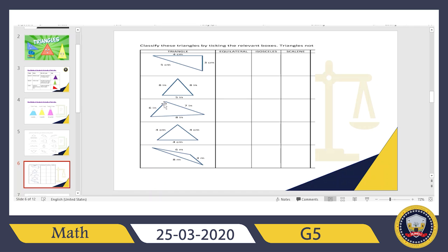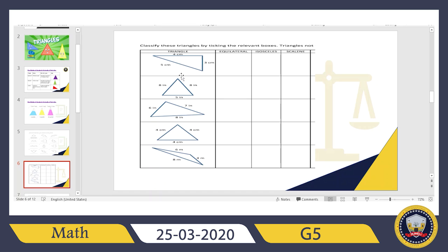The first side equals 6 inches, the second side equals 7 inches, and the third side equals 8 inches. Yani, no sides are equal in their length. All sides are different in their length. So is it equilateral, isosceles, or scalene? All sides are different in their length. So yes, it's a scalene triangle. I call it a scalene triangle. So I will tick here, in the scalene box.